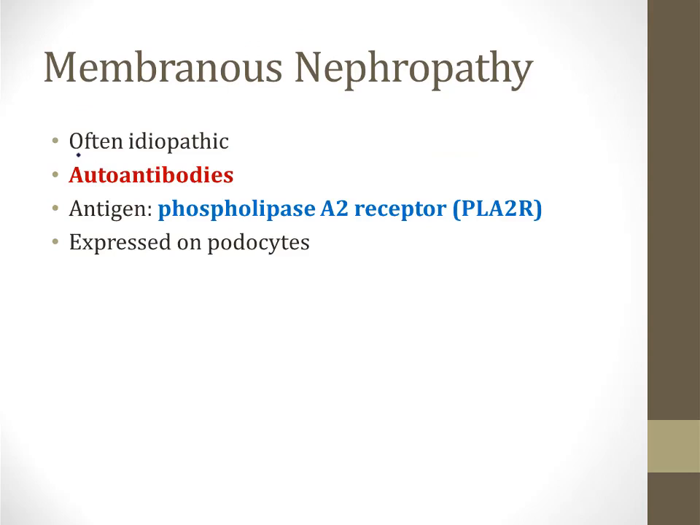Membranous nephropathy is often idiopathic, meaning it is not related to any other systemic disease that is triggering the production of antibodies. In the idiopathic form, autoantibodies are found against antigens called phospholipase A2 receptor, or the PLA2 receptor. This antigen is expressed on podocytes, and therefore it should make sense to you that autoantibodies directed against this podocyte antigen could lead to the nephrotic syndrome.